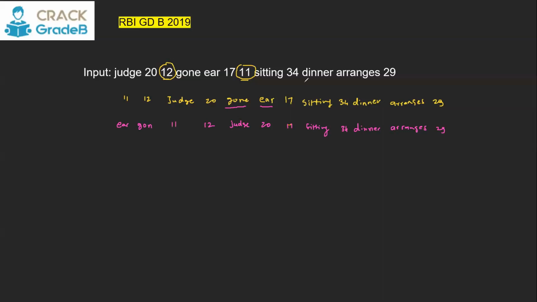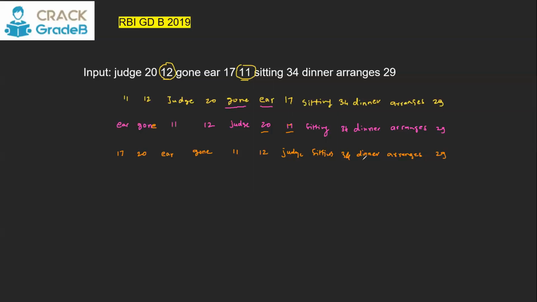In the next move, the other two smaller numbers, that is 17 and 20, will come in front, 17, 20. Then comes year, then comes gone, then comes 11, then 12, judge, sitting, 34, dinner, arranges, 29.